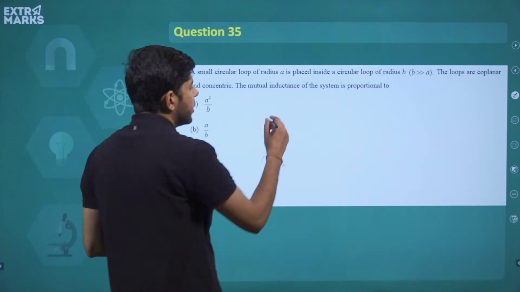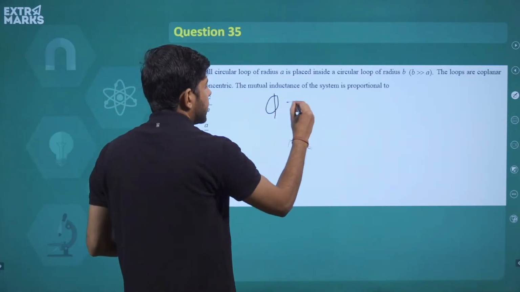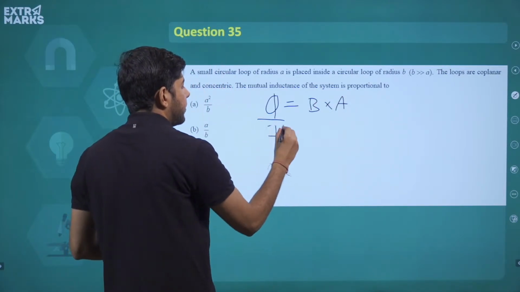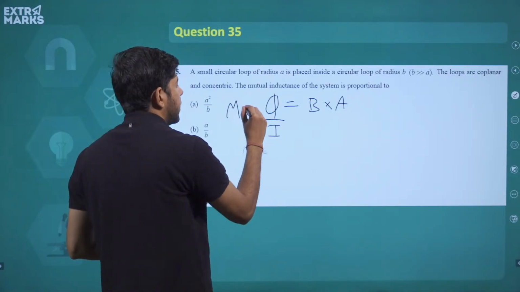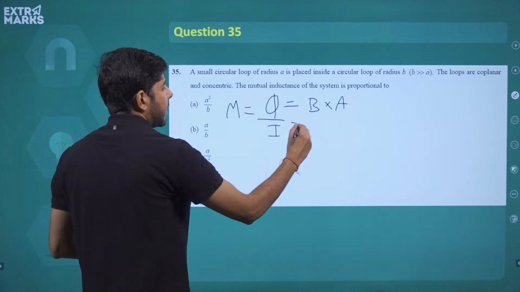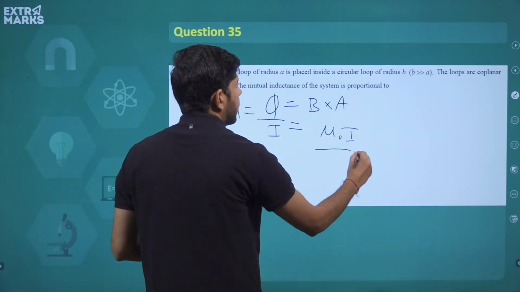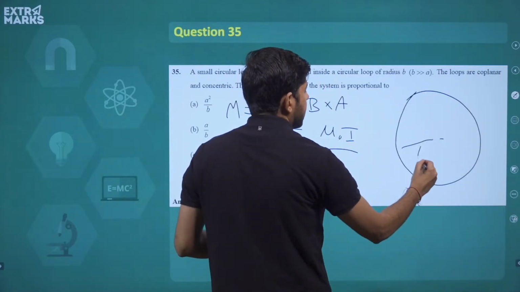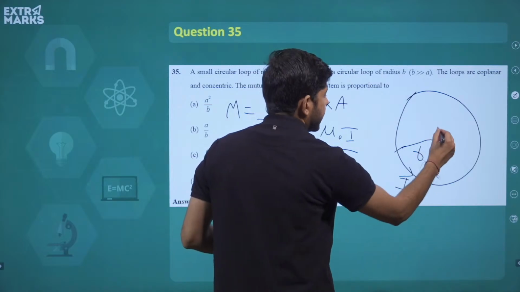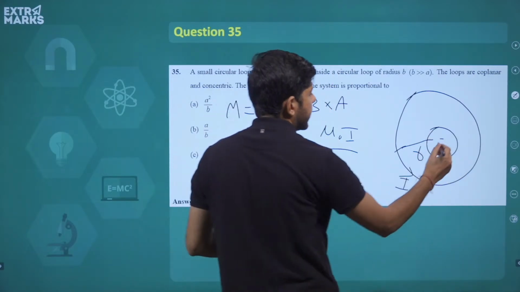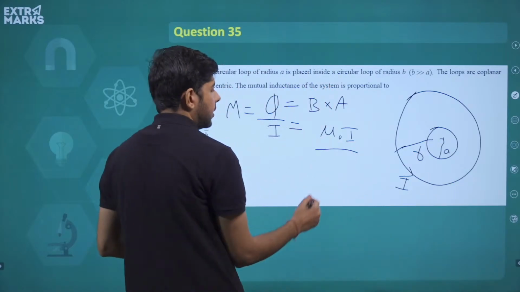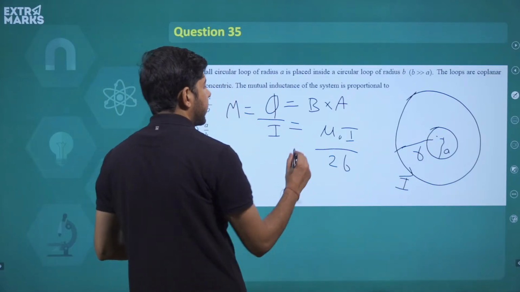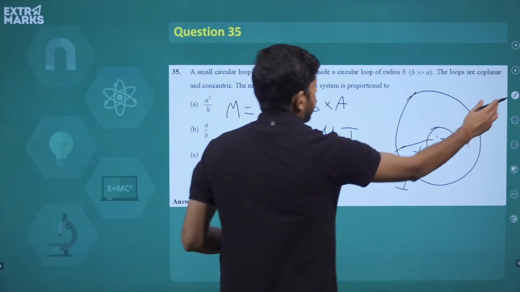Alright. Okay, now they're talking about mutual inductance. So guys, flux is what? Magnetic field into area, right? And flux divided by the current, that is your mutual inductance, right? So flux is magnetic field times area. What is the diagram here? This is your larger radius B, current I, and inside this you have a smaller loop which has a radius small a. So guys, what is the magnetic field at the center? Mu naught I by 2B, that is the value of magnetic field at the center. This I have written as the magnetic field.